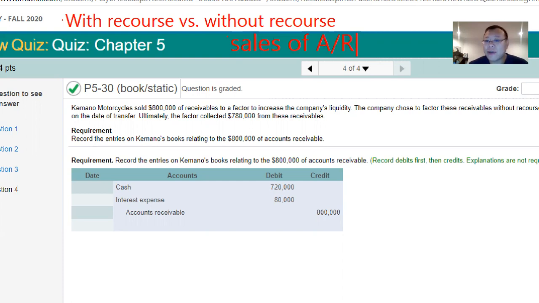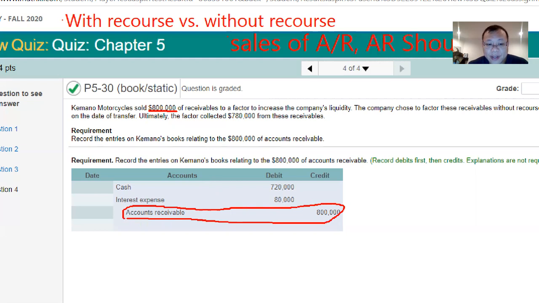If you sell AR, your AR balance should be 0 after the transaction. Right now, your AR balance is $800,000. To make your AR balance 0, you need to remove accounts receivable for $800,000. So you credit AR. This is the sale of AR.